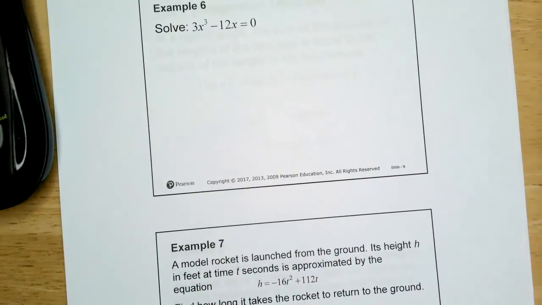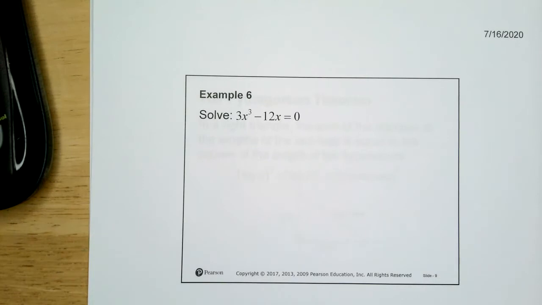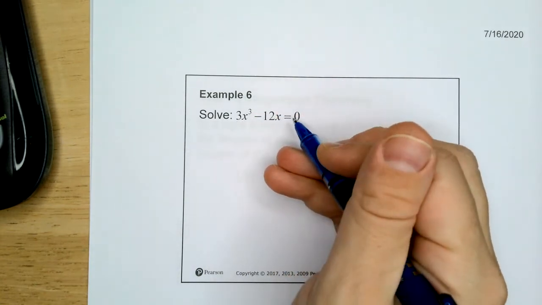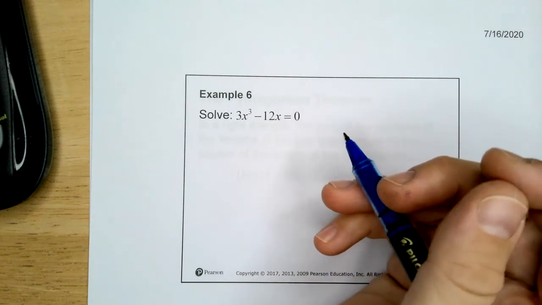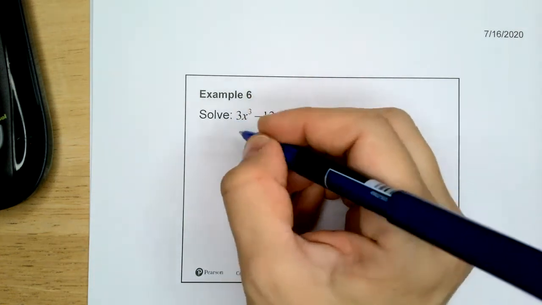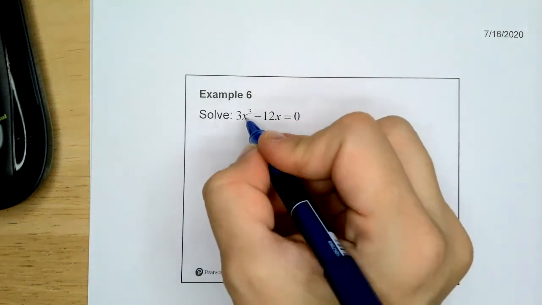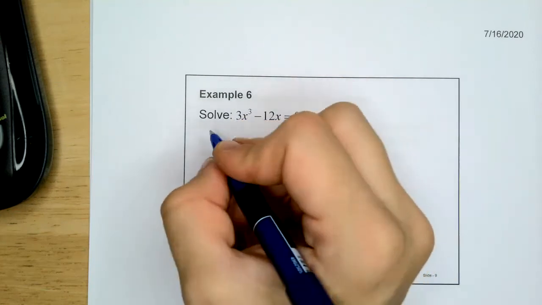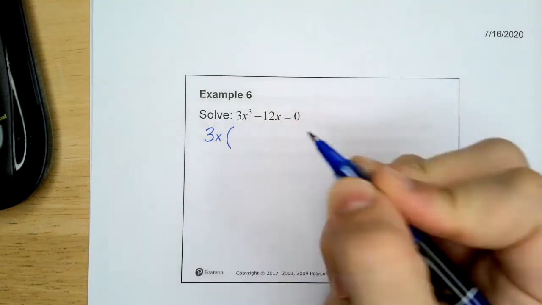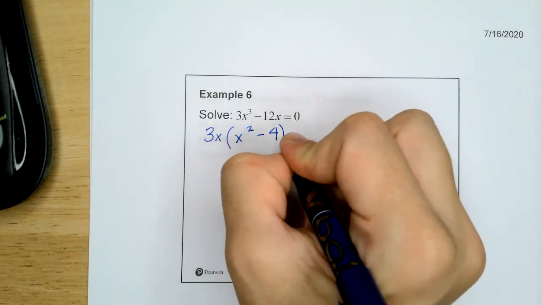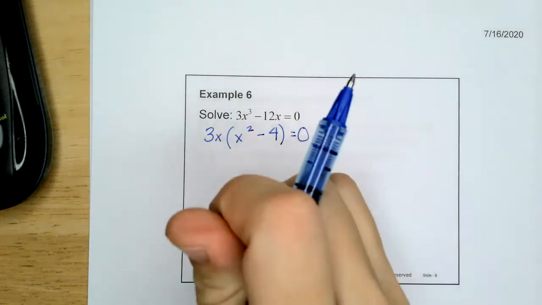Go on to example 6. Example 6 is in standard form, but now we need to factor it. 3x to the third minus 12x equals 0. I want you to notice there's only 2 terms. So it would be hard to factor by grouping, but there is a greatest common factor. You can divide 3 by 3 and you can divide negative 12 by 3. You can divide x to the third by x, and you can divide x by x. So I'm going to say 3x is my greatest common factor, and that leaves me with x squared minus 4 equals 0. So now these are my two terms.